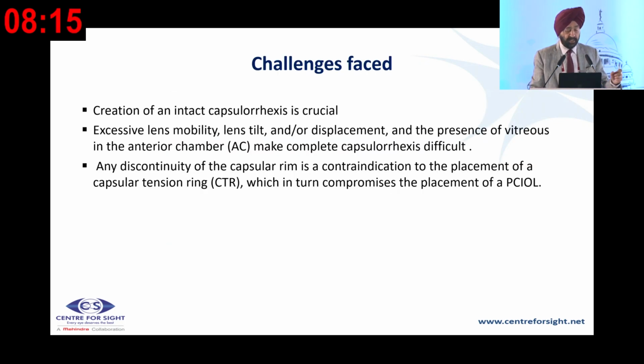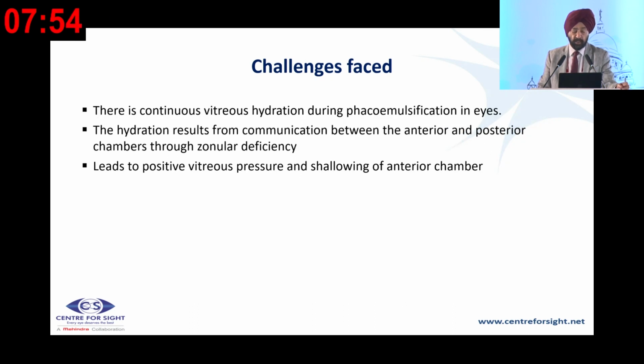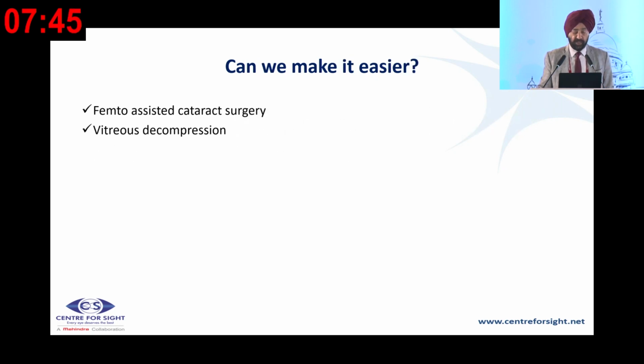Now the challenges that are faced are doing a capsulorhexis, and I think doing a capsulorhexis is one big advantage that the femto cataract does. Even if there is vitreous, you can get a good and complete capsulorhexis. Any discontinuity in the capsular ring is a contraindication for putting a CTR, and that causes a problem. Also, there is a continuous vitreous hydration during phacoemulsification, and this causes a communication, and the vitreous keeps on increasing.